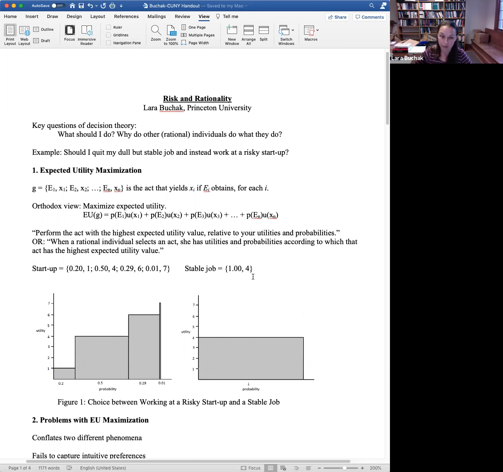So let's say we can assign utilities and probabilities to the various states of the world and the various consequences. Then, as you see on the graphs here, the expected utility value of each act is the area under the curve. In this choice, working at the startup has a higher expected utility than keeping your stable job. So you should work at the startup. And in fact, every rational person with your values and your beliefs or probabilities should work at the startup.